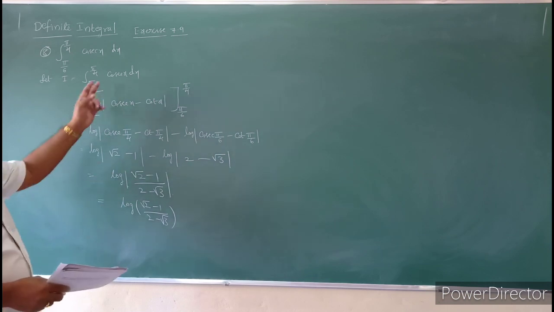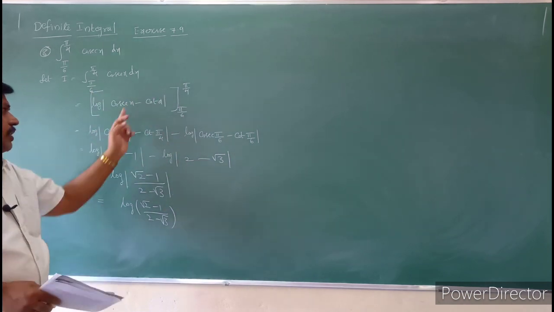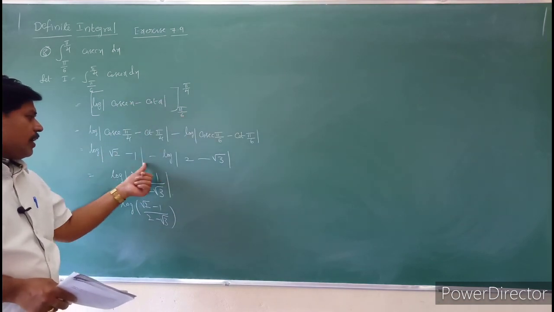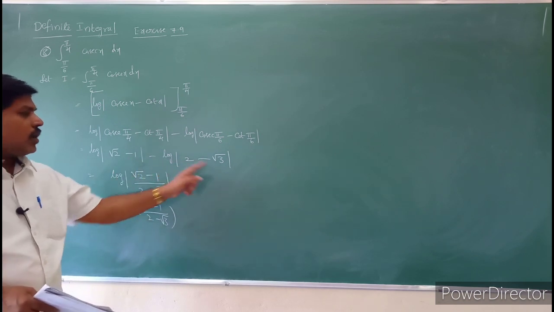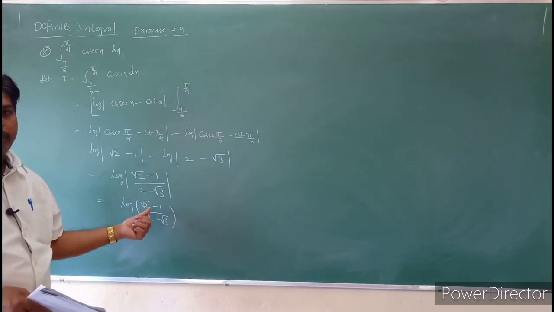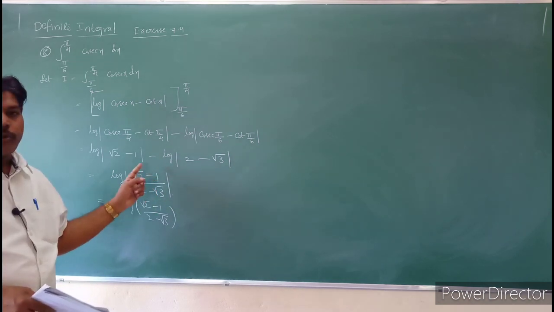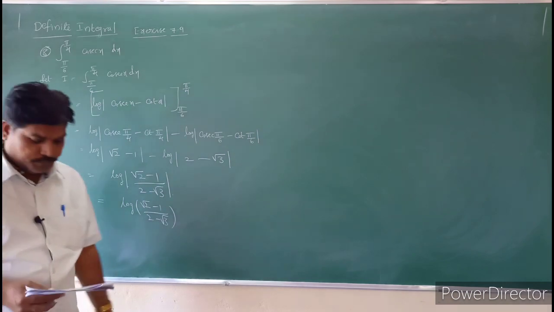So see that one, integral of cosecant x is nothing but log of mod cosecant x minus cot x. Just apply the upper limit, then apply the lower limit. You will get this value. It is in the form of log a minus log b, so you can write it as log of a by b. Root 2 minus 1 and 2 minus root 3, both are positive, numerator and denominator. The total term is positive, so you can remove the mod, okay?